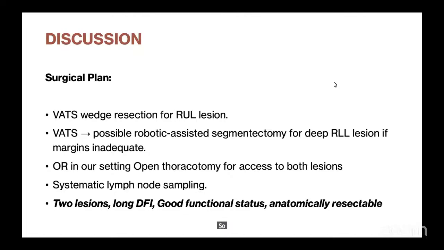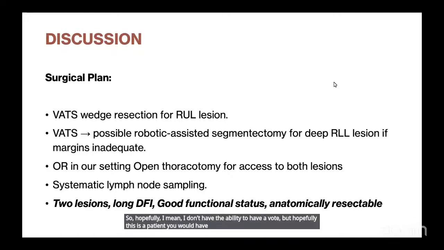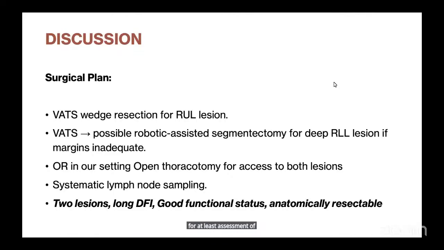So hopefully, I don't have the ability to have a vote, but hopefully this is a patient you would have thought, hey, I might refer this guy on for at least assessment for a pulmonary metastasectomy, with the goal of controlling his disease with curative intent.